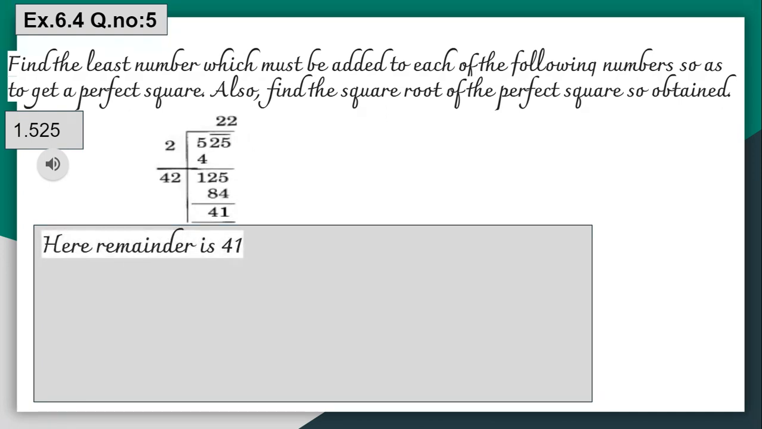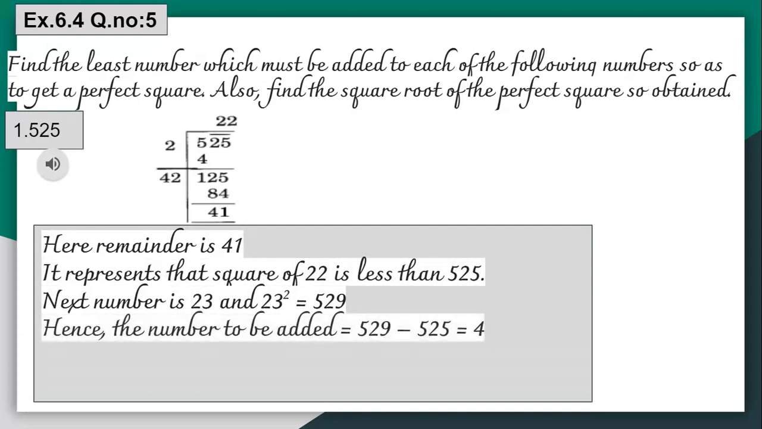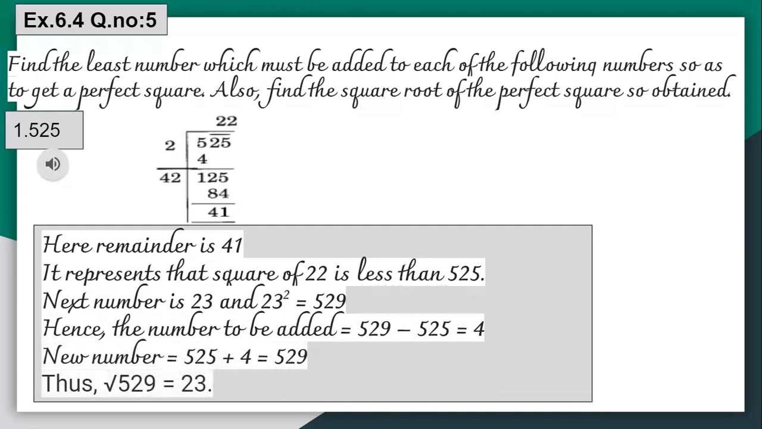Now you see how you could write the answer. Here the remainder is 41. It represents that the square of 22 is less than 525. The next number is 23, and 23 square is equal to 529, that you have to find, 23 into 23, that is equal to 529. Hence, the number to be added is 529, that is 23 square, minus the given number 525, that is equal to 4. So the new number obtained is 525 plus 4, that is equal to 529. Thus, the square root of 529 is equal to 23. Clear?